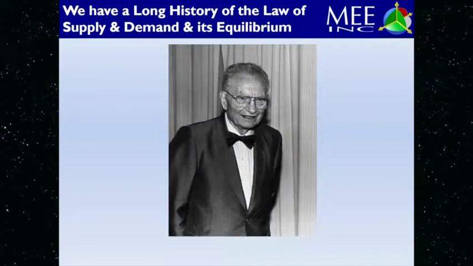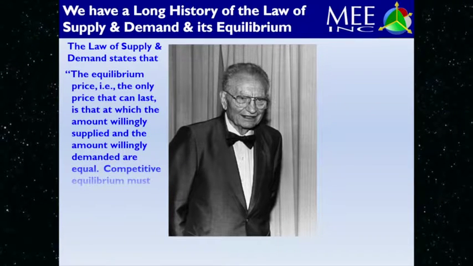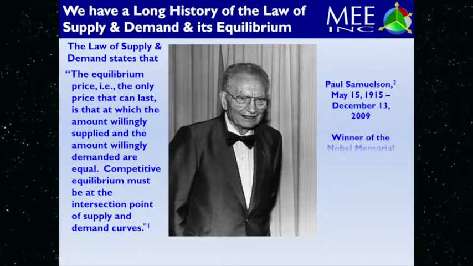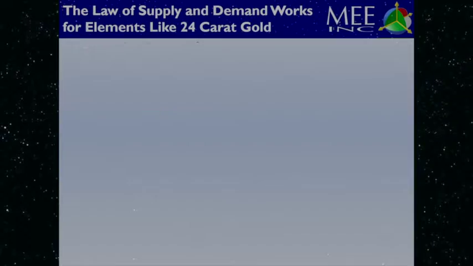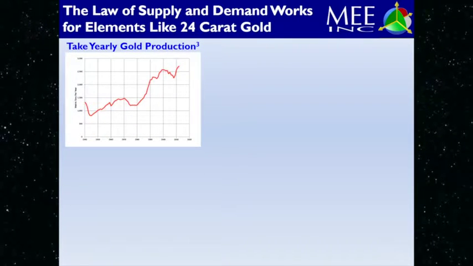So we've had a long and storied history of the law of supply and demand, spoken about here by Dr. Paul Samuelson in one of his textbooks. He won the Nobel Prize in 1970. He's considered by many to be the father of modern economics. The law of supply and demand will work for elements like 24 karat gold.